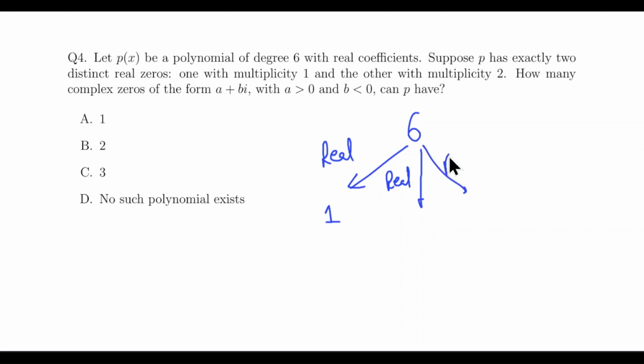So in a way, the same thing is appearing twice, right? So real, real, real. That's how the situation looks. So I have three real roots in a way. One is repeated. That's a different point. So how many complex zeros of the form a plus bi with a greater than 0 and b less than 0 can P have? 1, 2, 3, or the polynomial does not exist.